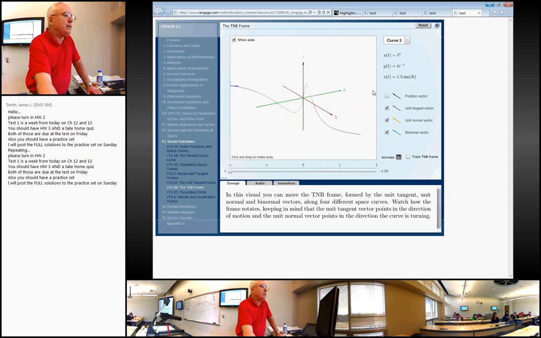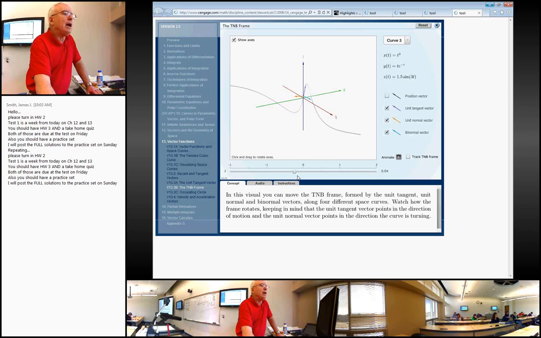Here's another space curve. Let's see what these look like as we move along. Now, this is a good one. Notice the curve is curving down here, and our orange normal vector is pointing down. But when we keep moving, our curve starts curving upward, and notice that the orange normal vector now starts pointing upward.